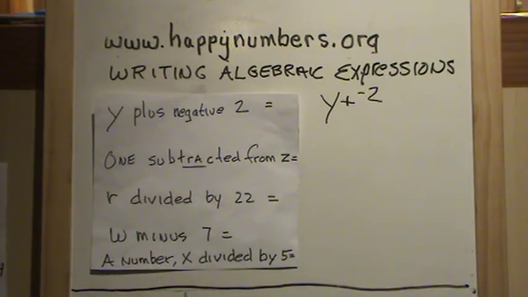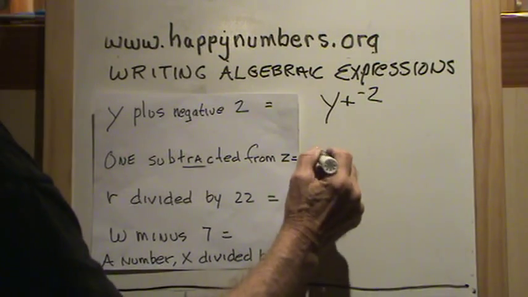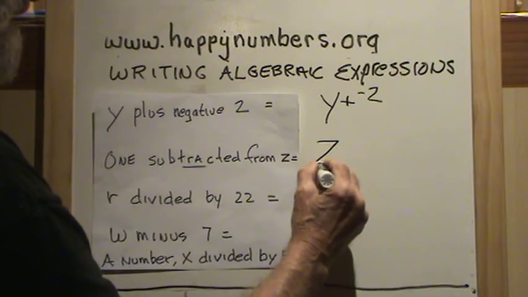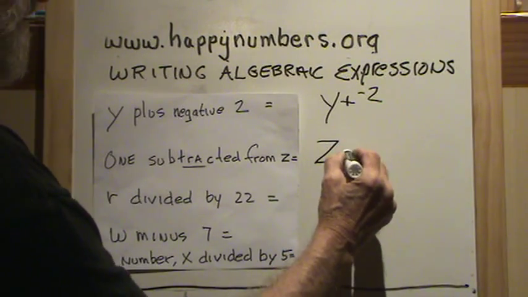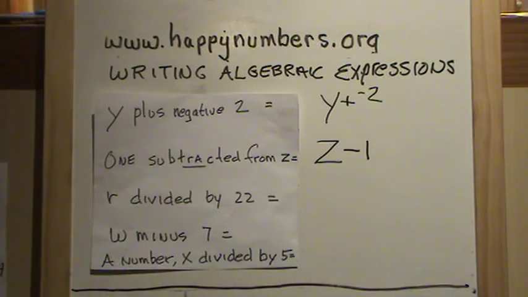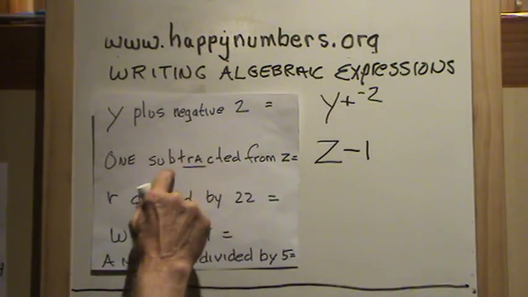Now be careful here, because it's 1 subtracted from z. So z has to come first, z, and then from z we subtract 1. Makes a big difference, so you have to be careful in some problems like that.